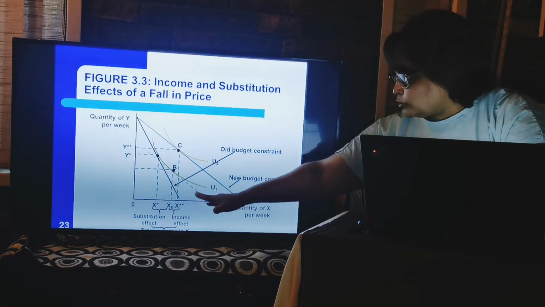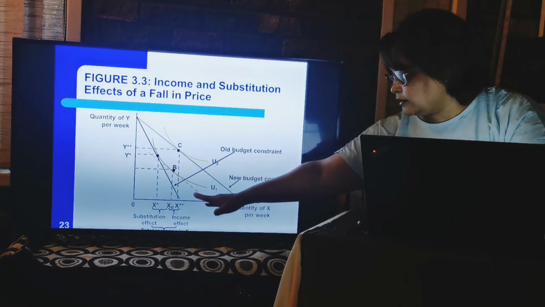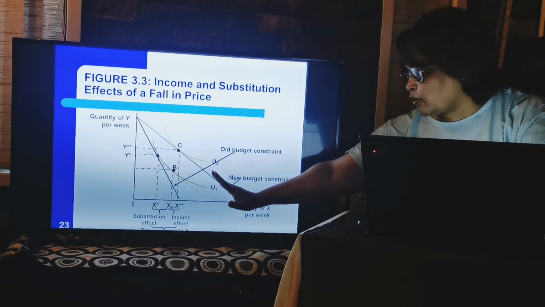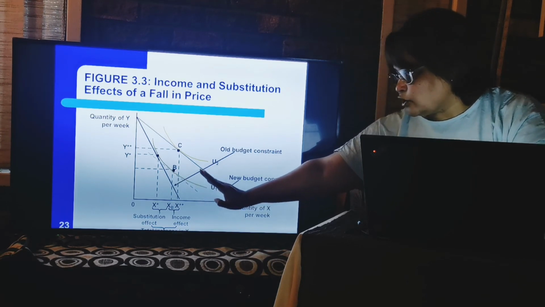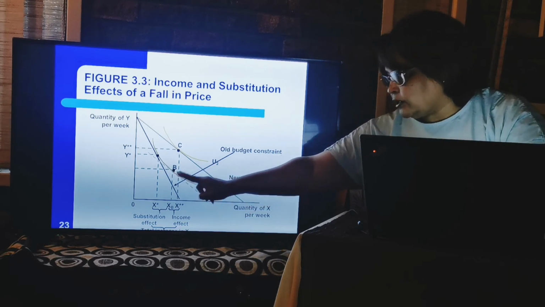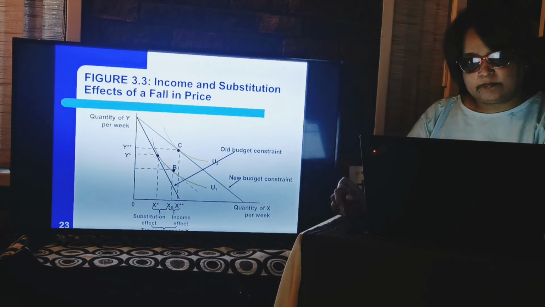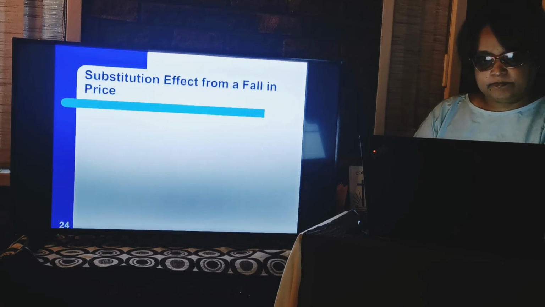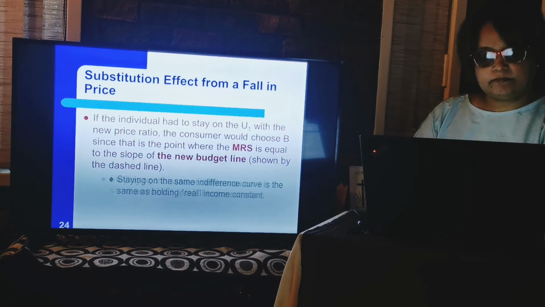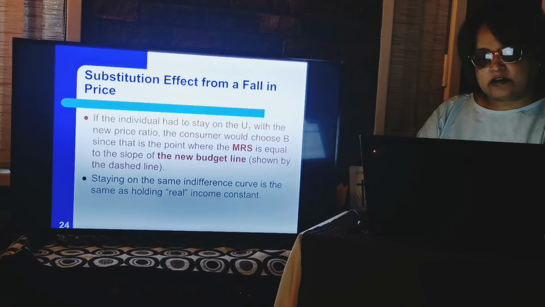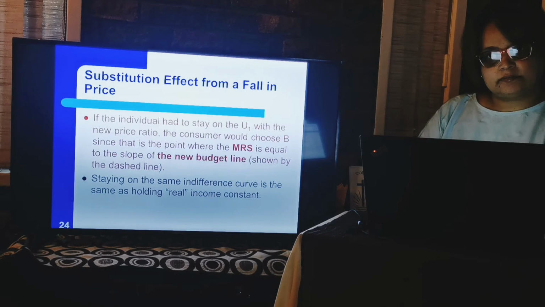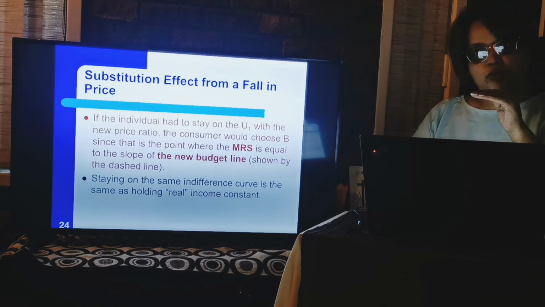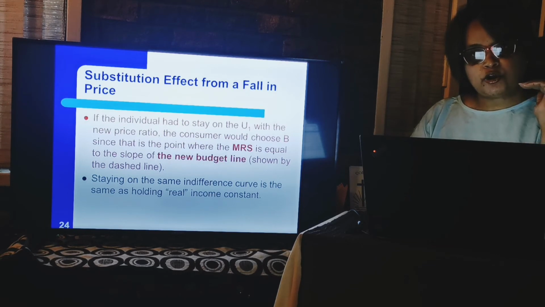The marginal rate of substitution is this little dotted line here. It is equal to the slope of the new budget line. And that is why we can say that U1 at point B was your choice. Staying on the same indifference curve is the same as holding real income constant. If you want to make the same choices, indifference means mapping out the demand for your products.